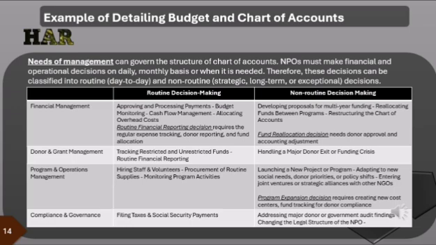Non-routine decisions involve strategic changes like developing multi-year funding proposals, reallocating funds between programs, or restructuring the chart of accounts itself. These decisions often require significant adjustments to financial structures, such as creating new cost centers for program expansions or adapting to major donor exits. Non-routine decisions necessitate flexibility in the chart of accounts to accommodate new funding sources, programs, or organizational changes.